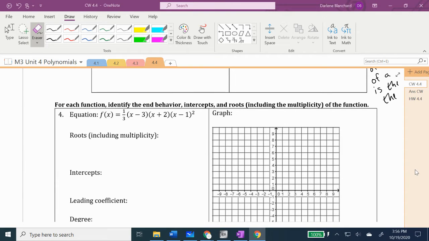Okay, finishing up the notes. So, how to graph a polynomial equation if you have it in factored form.